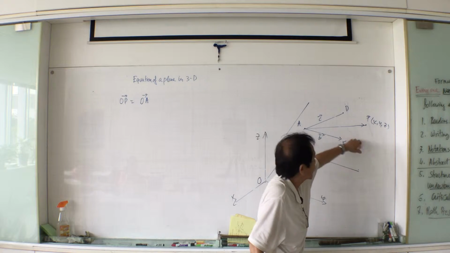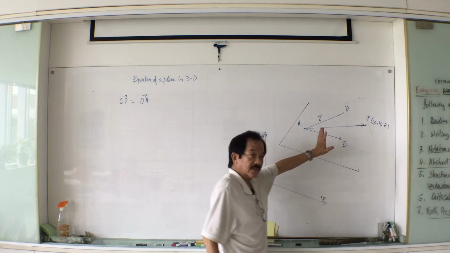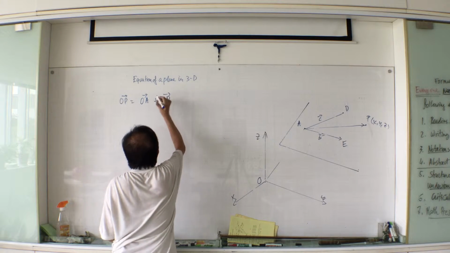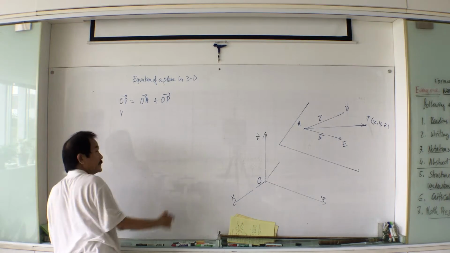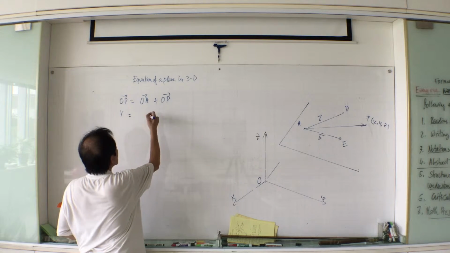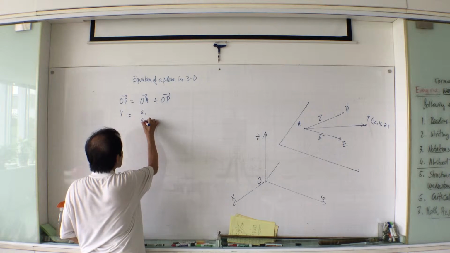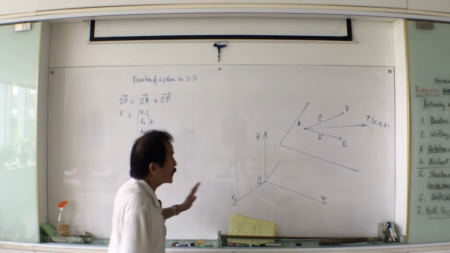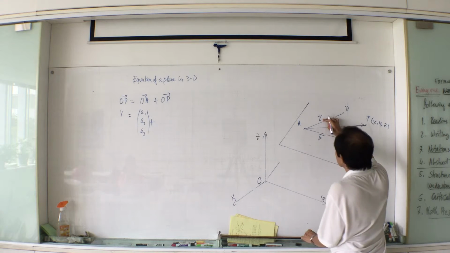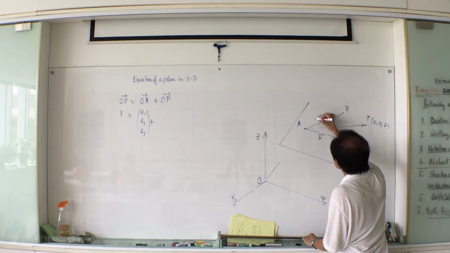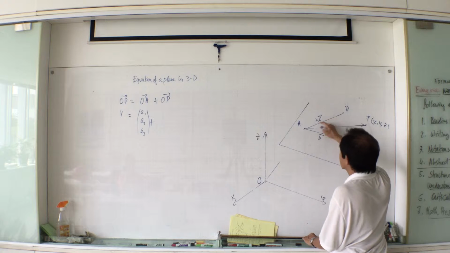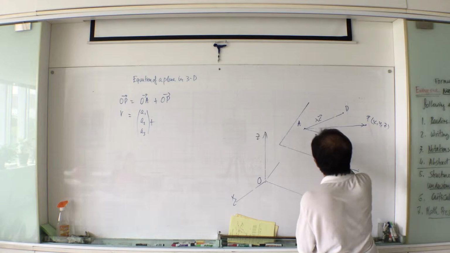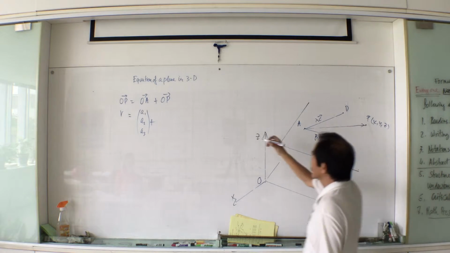Add with AP. P can be anywhere. So OA plus OP. And OA here equals A1, A2, A3. You add with OP, which equals vector C here. Vector C here is the linear combination, some number lambda times the first vector and beta times B. So you add up, you get that one, okay?